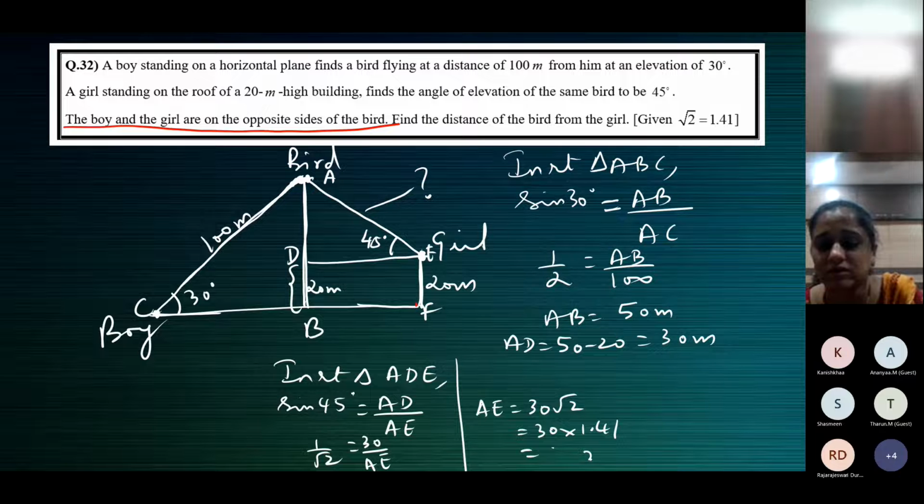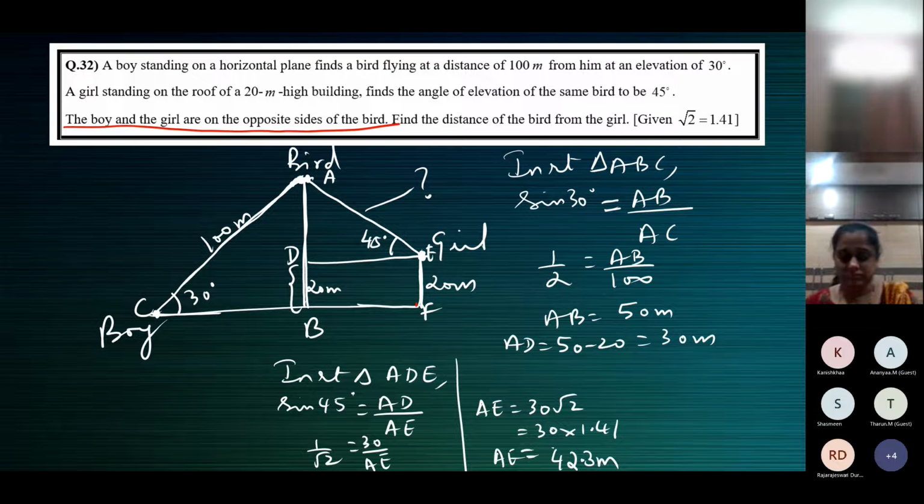Didn't get it clearly. Okay. 42.3, yeah? Yes, ma'am. So the distance between the bird and the girl is 42.3 meters.